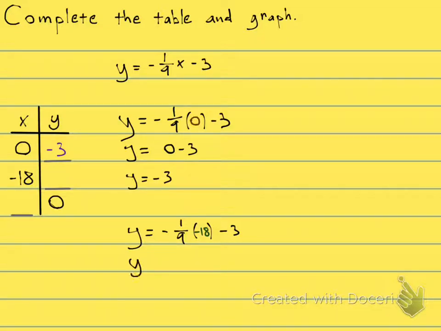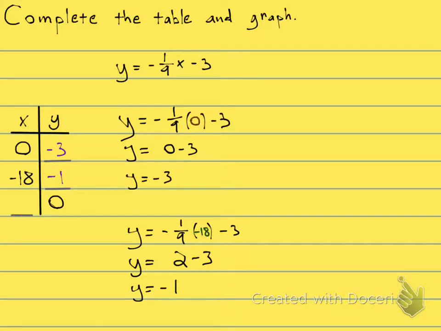So y equals, now we have -1/9 times -18. I'm going to get my calculator for this. -1/9 times -18, and that equals 2. So 2 minus 3, and 2 minus 3 is -1. So when x is -18, y is -1. So this is another ordered pair I have right here. And let's go ahead and find the last part on this table.